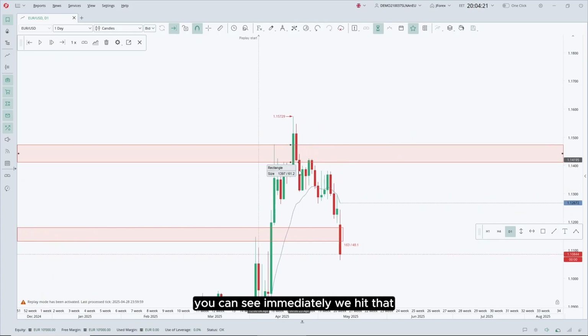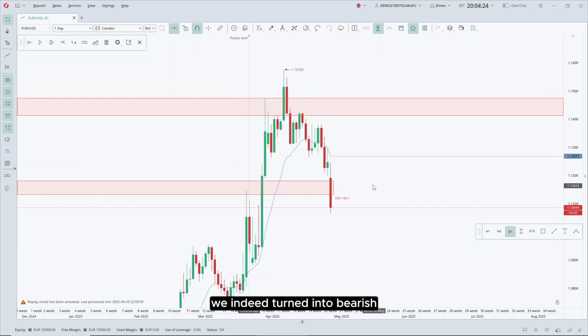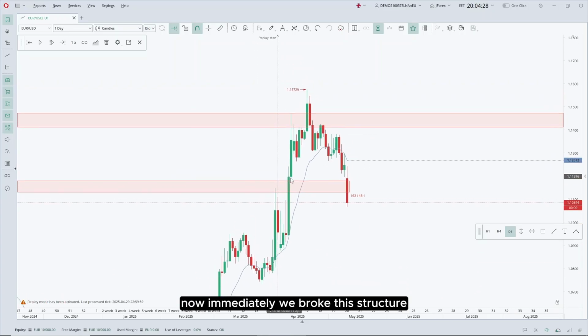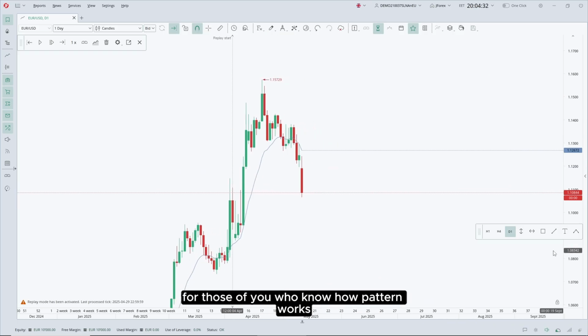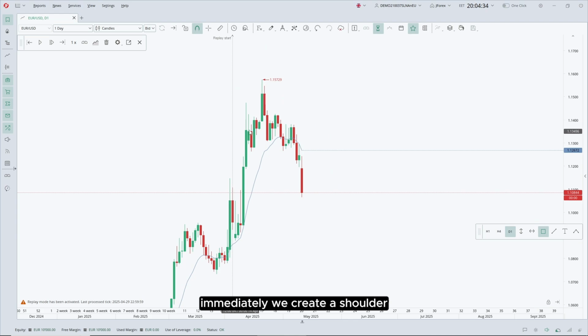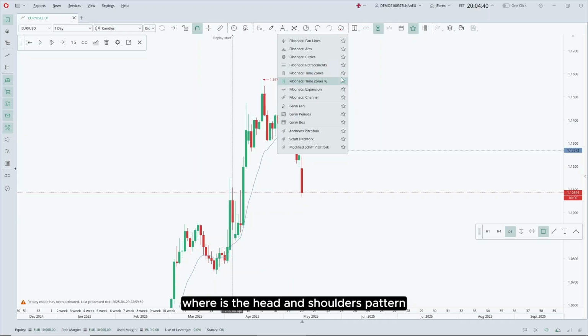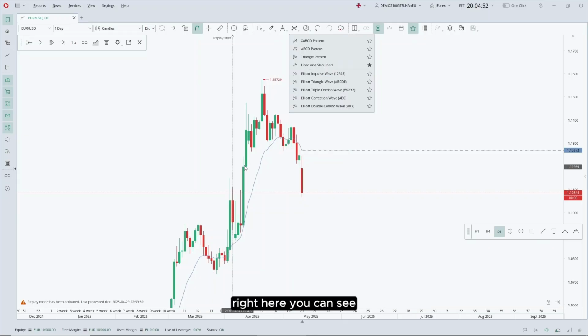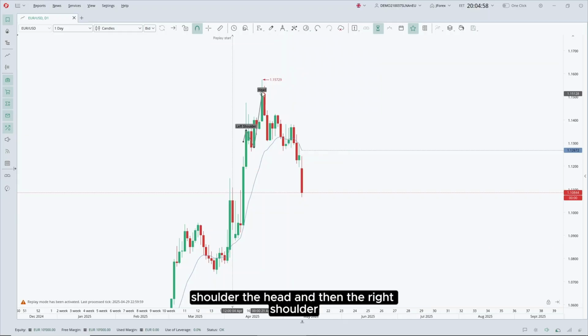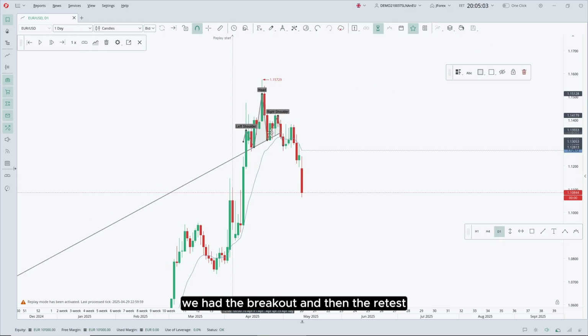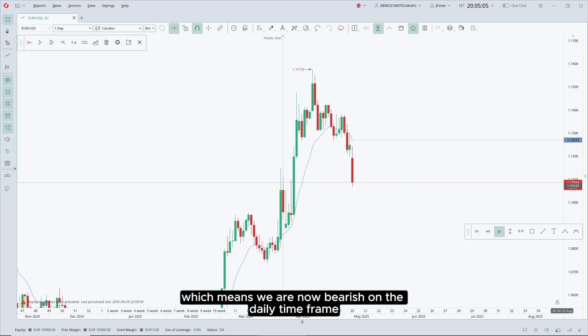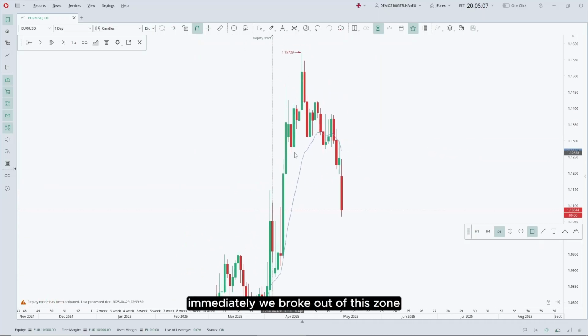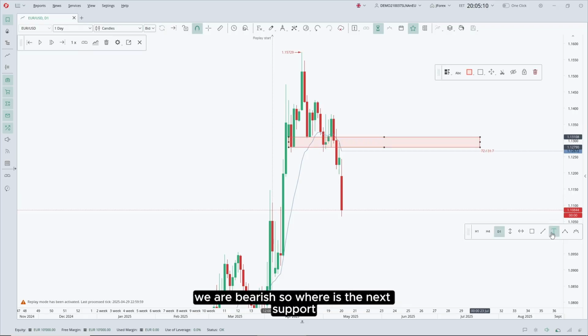You can see immediately we hit that, we indeed turned bearish. Now immediately we broke this structure. For those of you who know how pattern works, immediately we create a left shoulder, head, and a right shoulder. Where is the head and shoulders pattern? Right here. You can see the shoulder, the head, and then the right shoulder. We had the breakout and then the retest, which means we are now bearish on the daily time frame. Immediately we broke out of this zone, we are bearish.